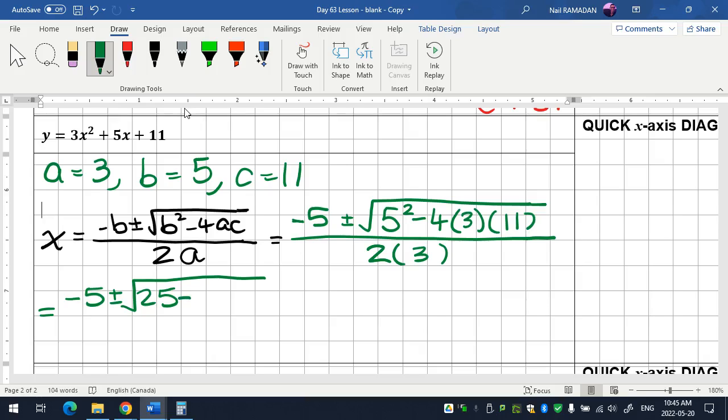Who's got 4 times 3 times 11? I know it. 132. Yes, the negative already has been worked out. All divided by how much? Come on. 6. Okay.